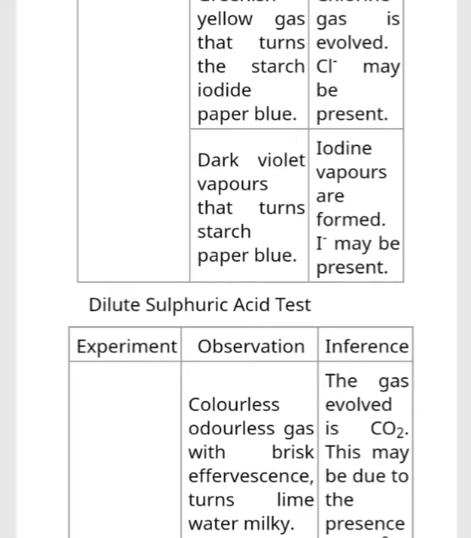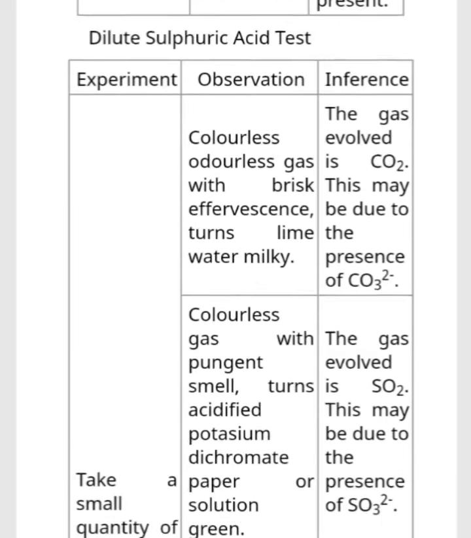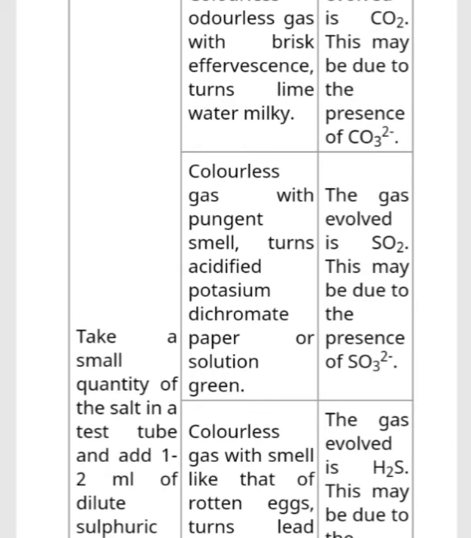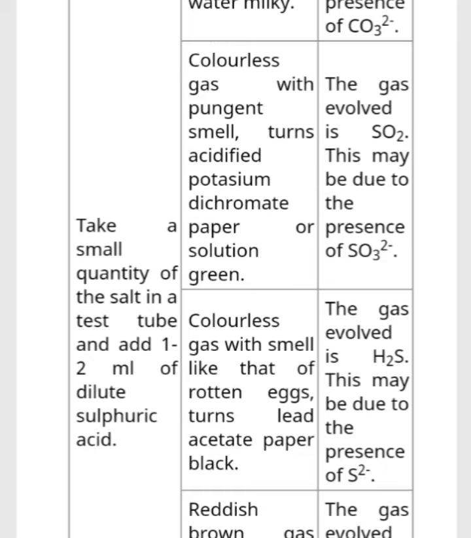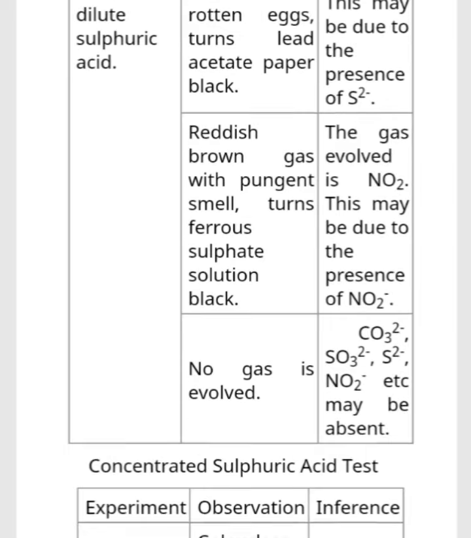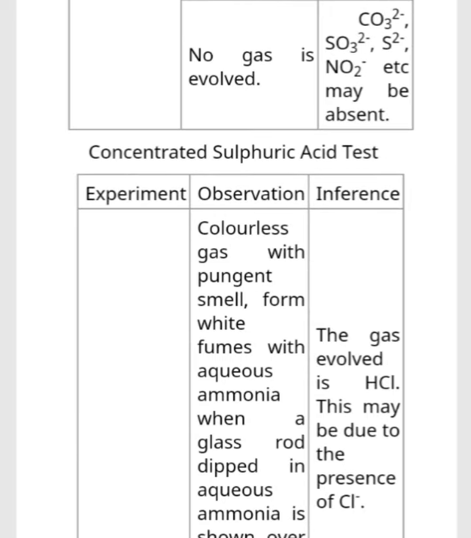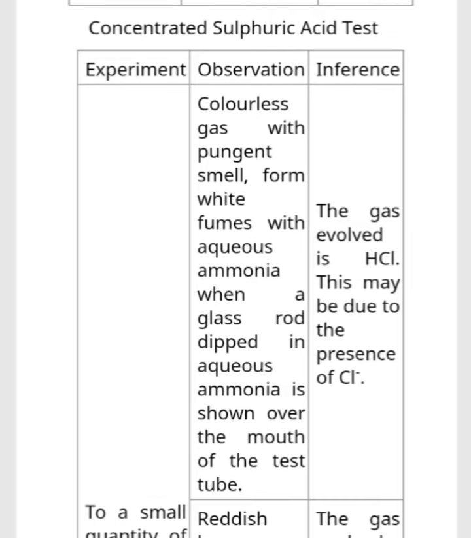Here is another test. Dark violet vapor that turns starch paper blue: iodine vapor is formed, so iodine may be present. So we have so many tests here; you can see them yourself. Colorless gas with brisk effervescence turns lime water milky. We have already explained that. It's almost the same thing as what we have explained: rotten eggs, reddish brown fumes, ferrous salts, and so on.